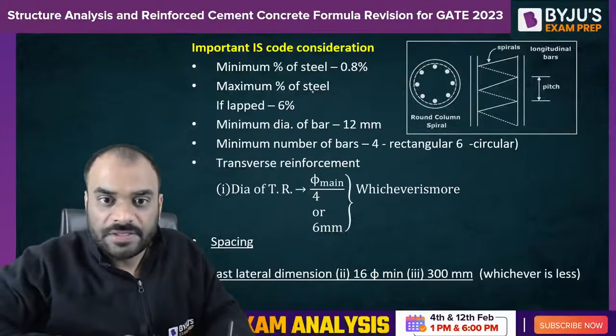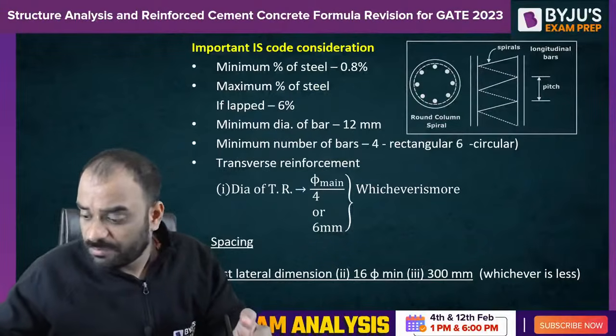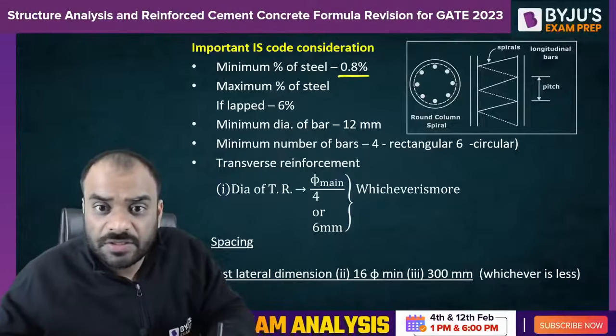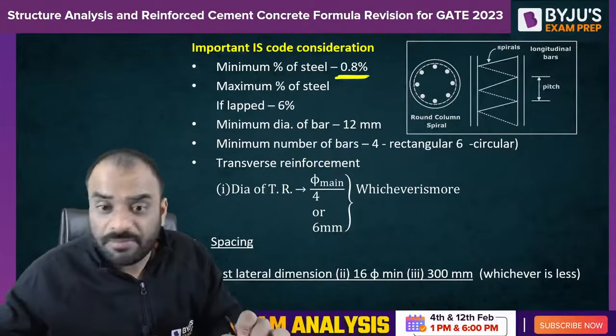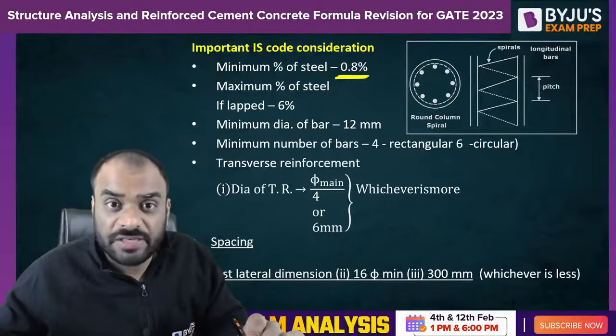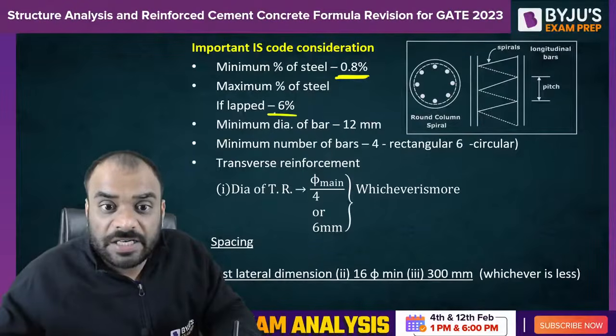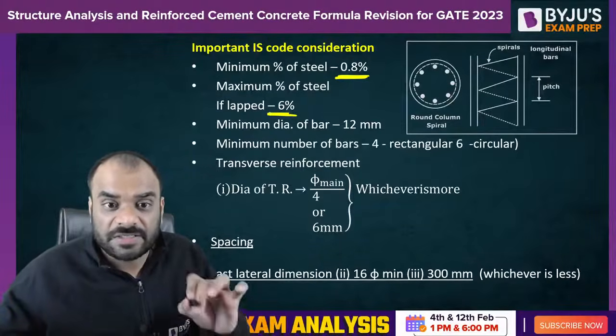Okay. Now listen, guys. The minimum area of steel in case of a column is 0.8%. Please remember these values, very important. 0.8% is the minimum area of steel which you have to provide in case of a column. The maximum percentage of steel is 6% if it is lapped.